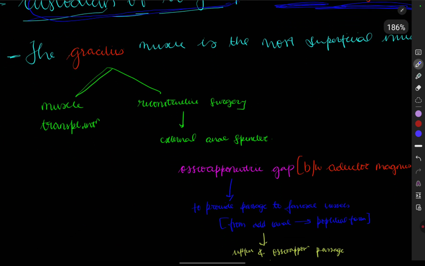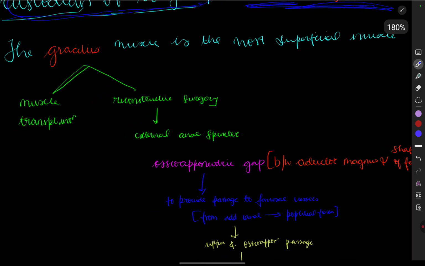Now the gracilis muscle is the most superficial muscle. They ask you which is the most superficial muscle in the medial compartment. It is the gracilis muscle.